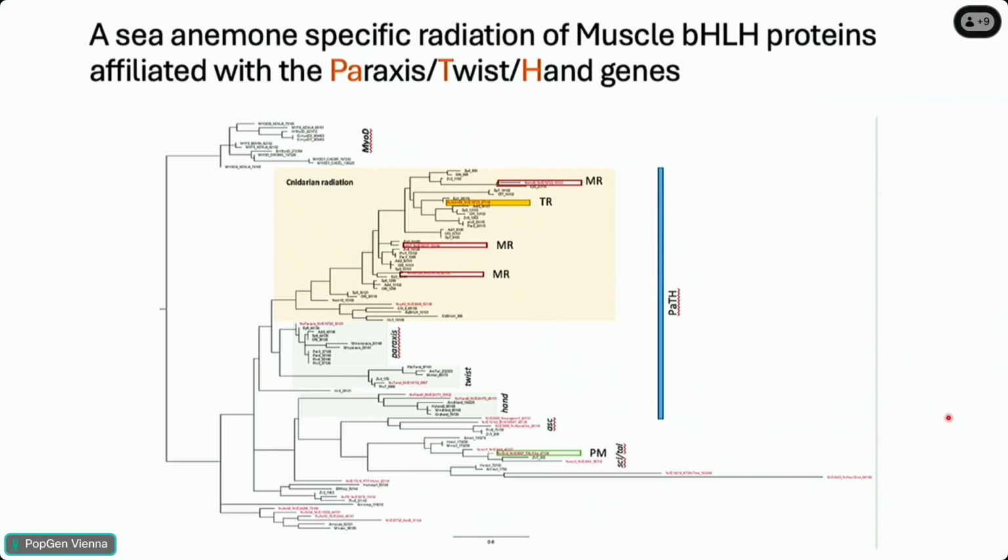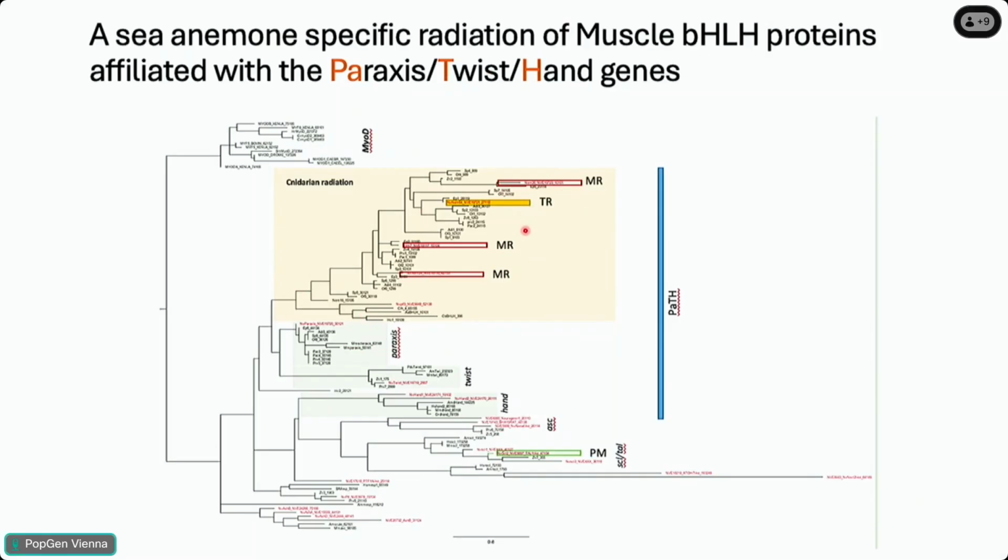So this NEM64 gene is here, in yellow. When we do the gene phylogenies, we see that, first of all, it belongs to a larger group of BHLH genes which unite hand, twist, paraxis, which in bilaterians are indeed muscle-related transcription factors. And Nematostella has actually homologs of each of them. But then the cnidarians went through a radiation to expand on some of these other factors. Actually, I should be more specific: it's a sea anemone specific radiation.